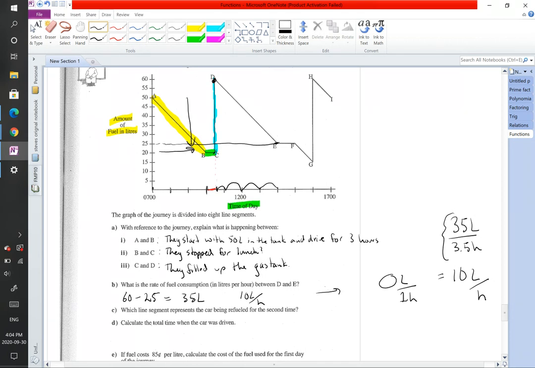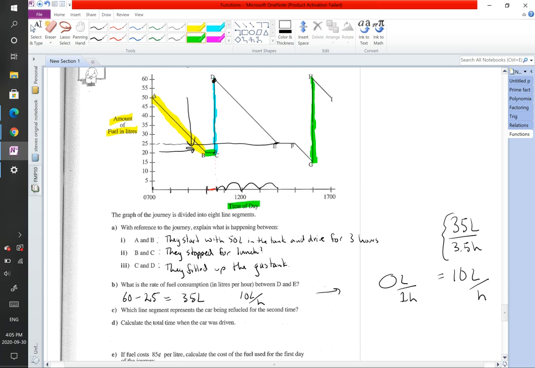Which line segment represents the car being refueled for a second time? So where do they fill up for gas a second time? Well, I would have to guess this one because no time has passed and the amount of liters we have in the car is going up. So they're probably filling up again.